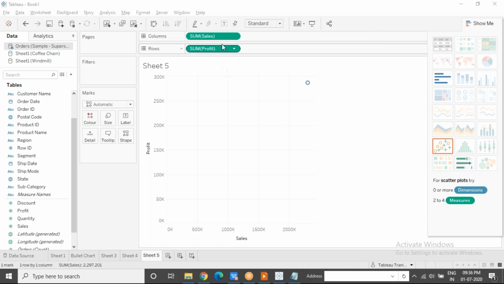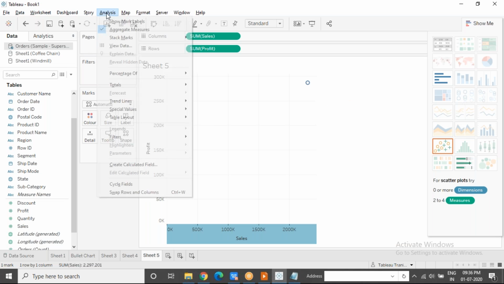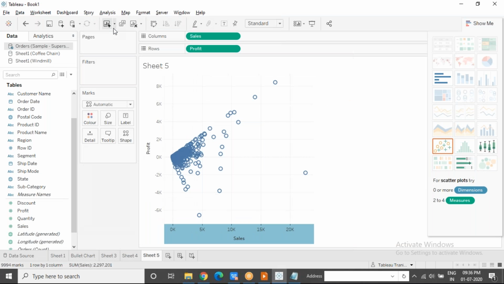So when we do profit versus sales, profit is what we are trying to determine, therefore that should go on the y-axis. Sales is what we have as the input, so we will put that on the x-axis. Profit versus sales, we get a one-mark scatter plot because we know that measures in Tableau are aggregated. So what do we do? We can either go ahead and disaggregate the data.